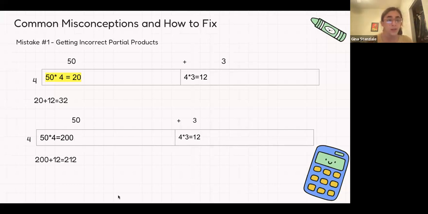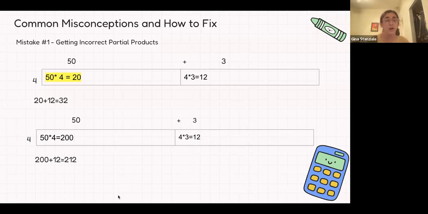And we see this here in my first example, 53 times 4. We see that the student did 50 times 4 equals 20, and 4 times 3 equals 12. And then they added those final products. 20 plus 12 equals 32. But we see that this isn't right. We know that actually 50 times 4 is 200 and 3 times 4 is 12. So 200 plus 12 is 212, which is very different than 32.